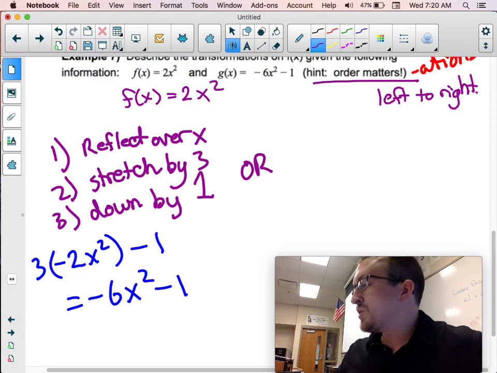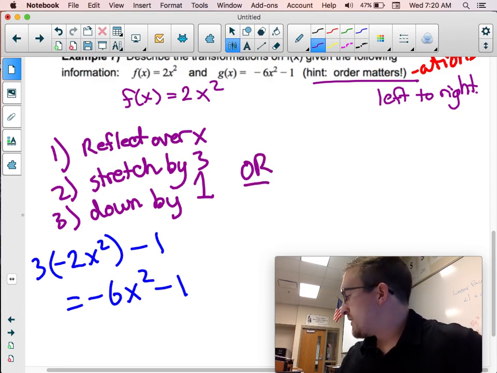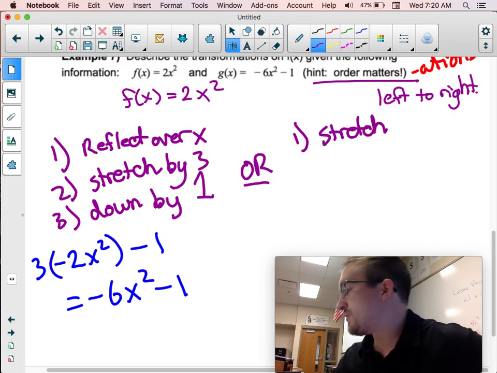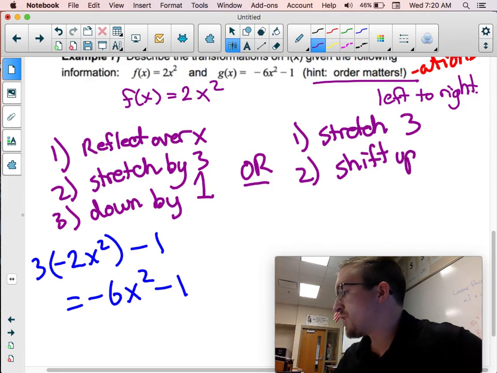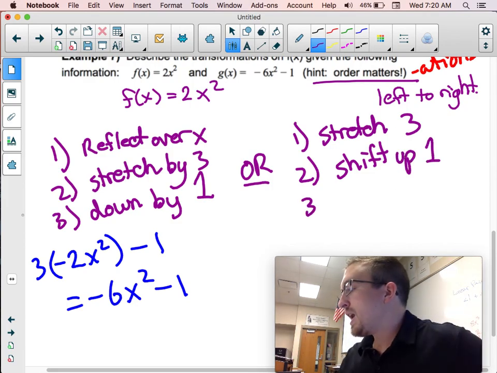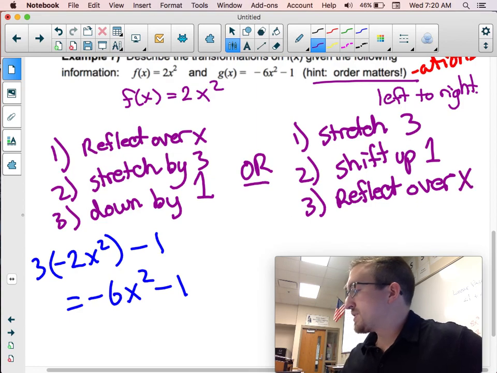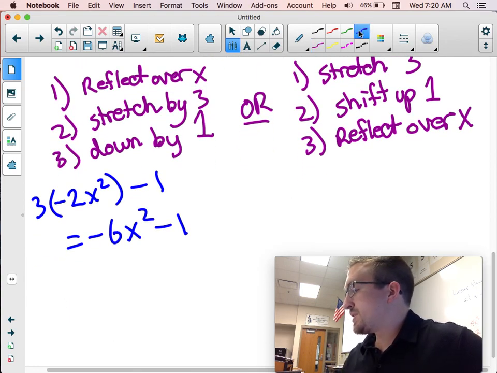Or the other way to do it, if you do change the order, you need to be mindful of this. I can do my stretch first. If you do change the order, you just have to be careful. I stretch by 3, then I can shift. But if I shift first, before I reflect, I have to shift up by 1. And then, finally, I can reflect over x.